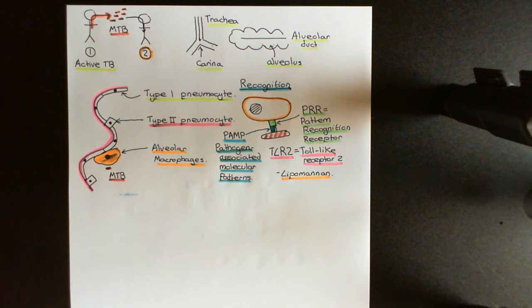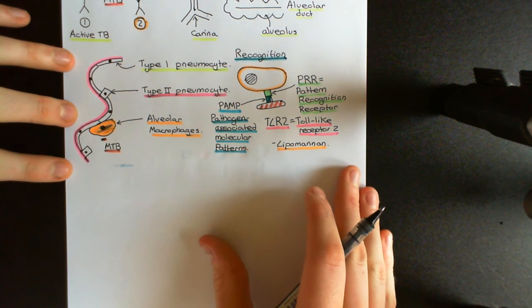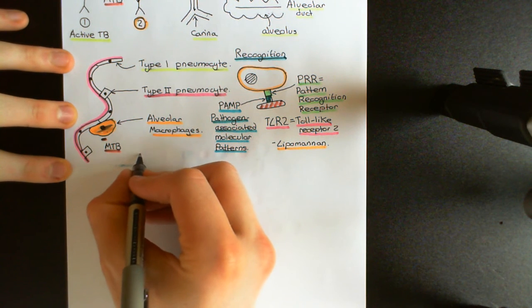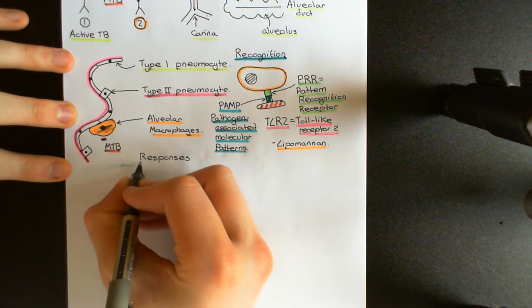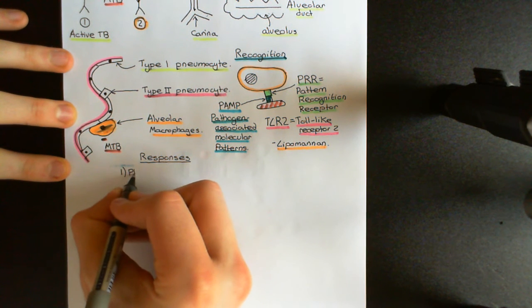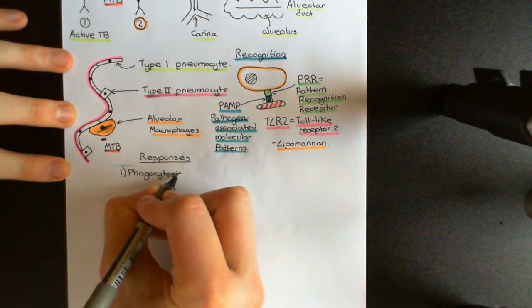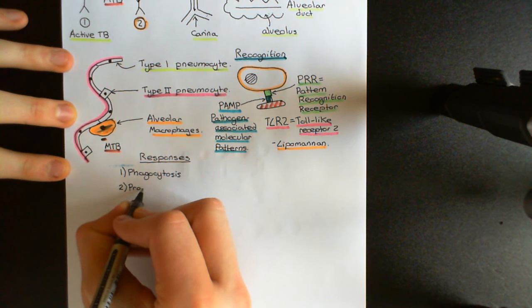Okay, what I now want to discuss is what's the alveolar macrophage going to do. So once it's found the presence of these Mycobacterium tuberculosis cells, what's it going to do? Well, it has two major responses that I'm going to discuss with you. Firstly, it can phagocytose the Mycobacterium tuberculosis. So we're now on responses. So I'll just put this as a little title here. So firstly, it is capable of phagocytosing the Mycobacterium tuberculosis. And secondly, it's also going to release pro-inflammatory mediators that are going to call for backup. They're going to initiate the inflammatory response.